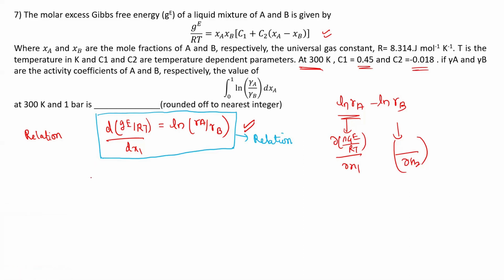Now, if I want to integrate this, I will say the integral of ln gamma A by gamma B dx1 equals the integration of d of G by RT, from x1 equal to 0 to x1 equal to 1. And here this will also be from x1 equal to 0 to x1 equal to 1, because anyway, this is a function of x1.